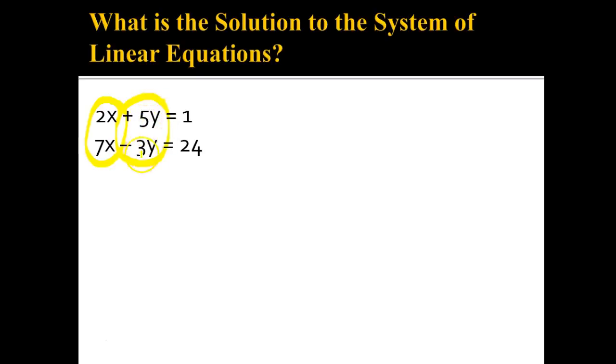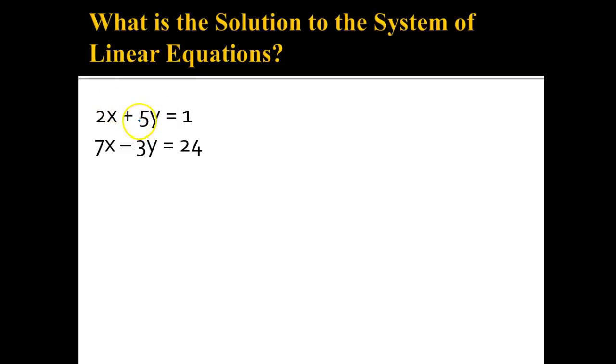5y minus 3y is 2y. That's closer to 0 y's. So I think we'll go with the second choice. We're going to try to cancel out the y's. And to do that, we're going to have to change each of the equations. Right now, they're not in the position that we need them to be to cancel out the y's.